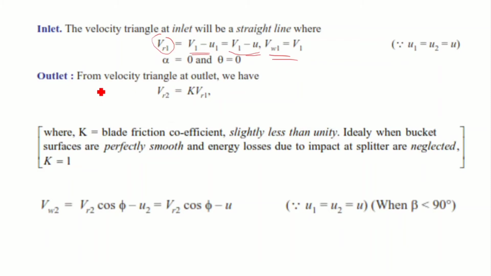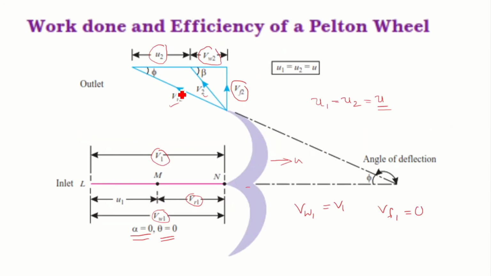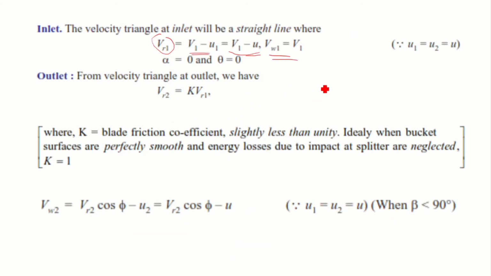So from the outlet velocity triangle, we need to find the Vr2 term. First of all, we need to know the value of Vr2. For the Pelton wheel, Vr2 is taken as K into Vr1. So K is the blade coefficient.